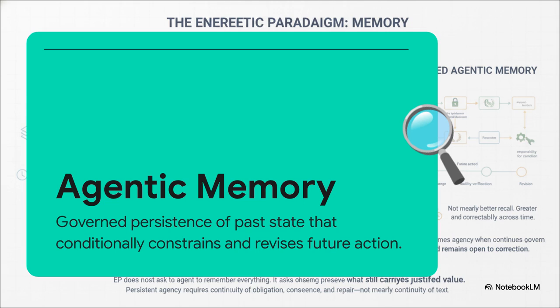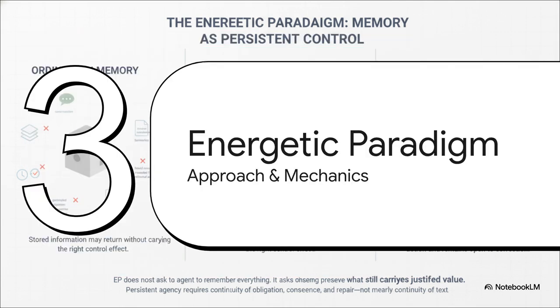Which leads us directly to this formal definition. Under the energetic paradigm, agentic memory is defined as a maintained control structure through which the past continues to organize the agent's future allocation of attention, authority, resources, obligations, action, verification, and correction. So in this framework, memory is absolutely not a pile of text. It's a strict, finite control structure that securely binds an agent to reality. Section 3, the energetic paradigm approach.